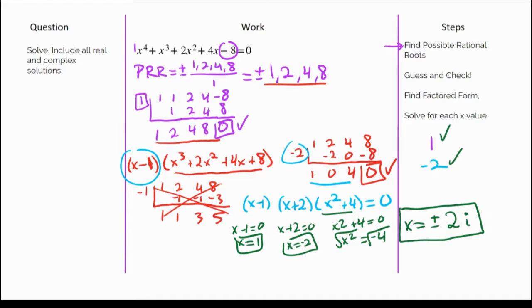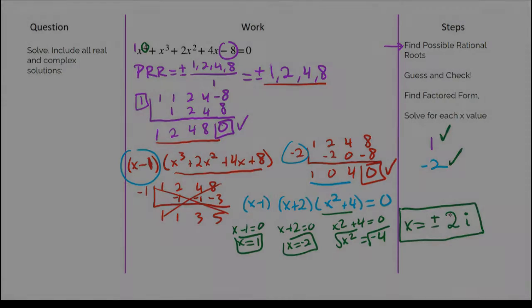Remember that our original equation had x to the power of 4, so I should get 4 solutions here: 1, negative 2, positive 2i, and negative 2i.